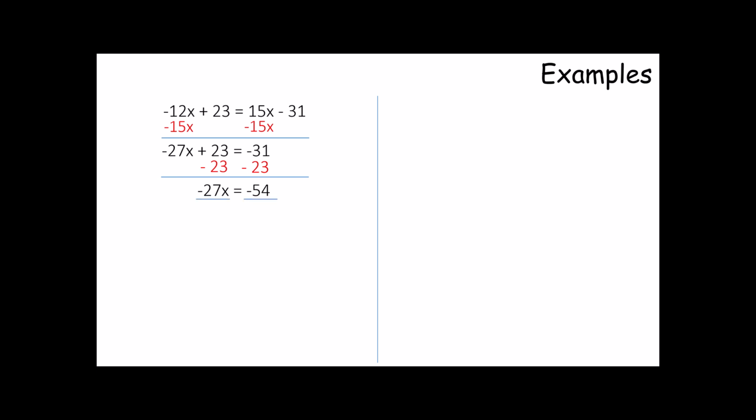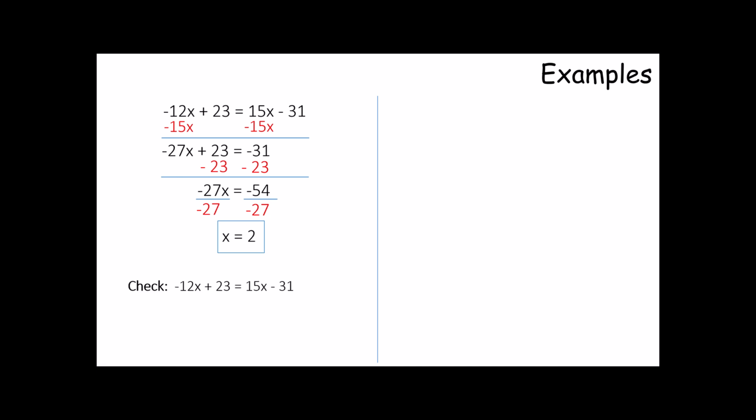To get rid of the times negative 27, I'm going to divide it away because negative 27 divided by negative 27 is a 1. Negative 54 divided by negative 27 is a 2. Notice here again, I did not write the times 1. As we get better and better at this, we should be able to skip that step.